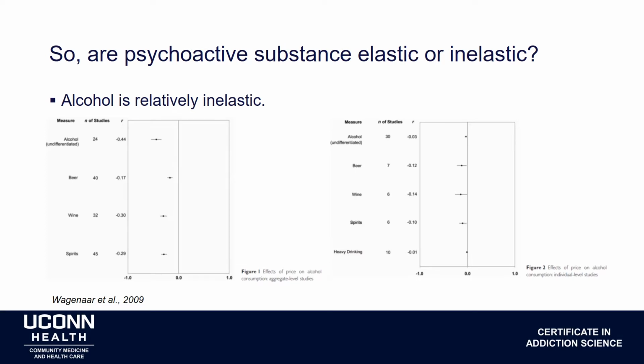So, are substances elastic or inelastic? Now, the last slide was a hypothetical example, but what happens if we bring it into the real world? Well, alcohol is actually relatively inelastic, whether it's all combined or whether we differentiate between different types of alcohol. We find price elasticities of between about 0.1 to 0.3 or 0.4 at most. And we see elasticities among heavy drinkers to be almost zero. So there's almost no price elasticity among different alcoholic beverages.